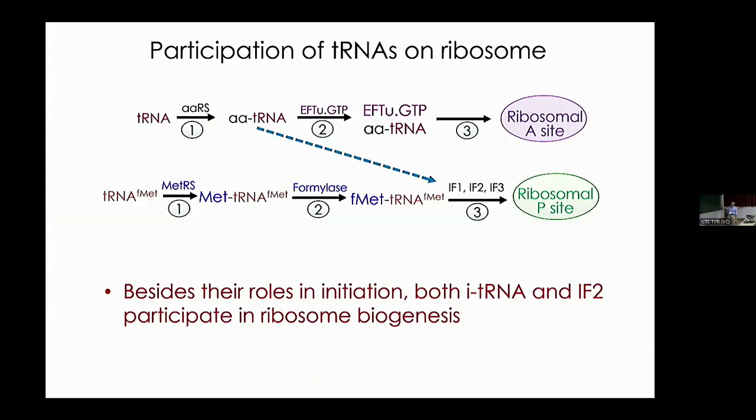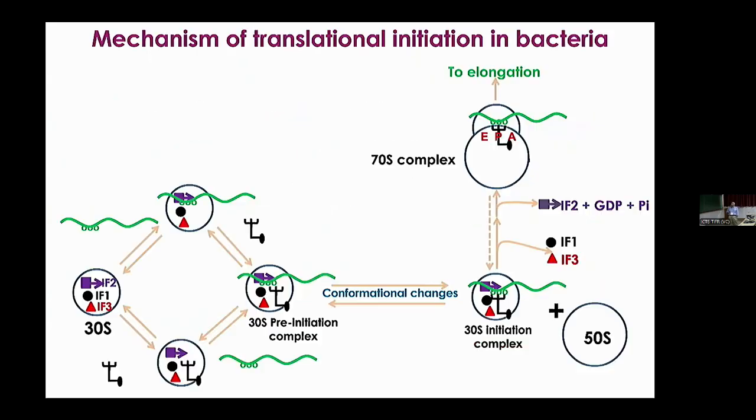So these are the canonical functions. But besides their canonical function in initiation, initiator tRNA and IF2 also participate in ribosome biogenesis as well. This is a picture that I've taken from Gualerzi's work.